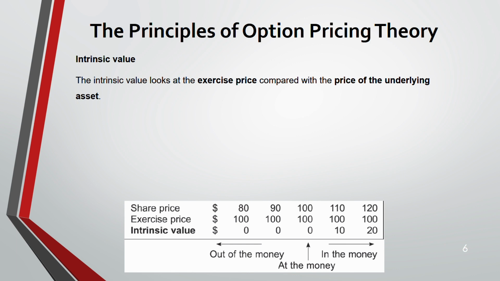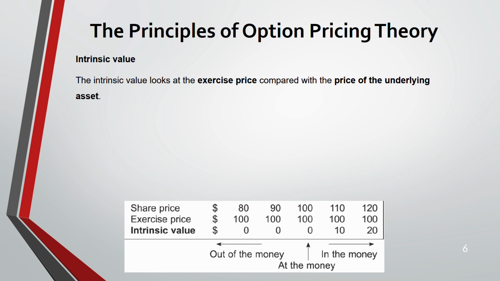What is exercise price? What is the price of the underlying asset? You need to understand. So as you can see in this table, share price is given, exercise price is given. Just find the difference between the two. Intrinsic value, if you see, first three are 0 and then 10 and 20. Why are the first three 0? Why not negative? It cannot be negative.